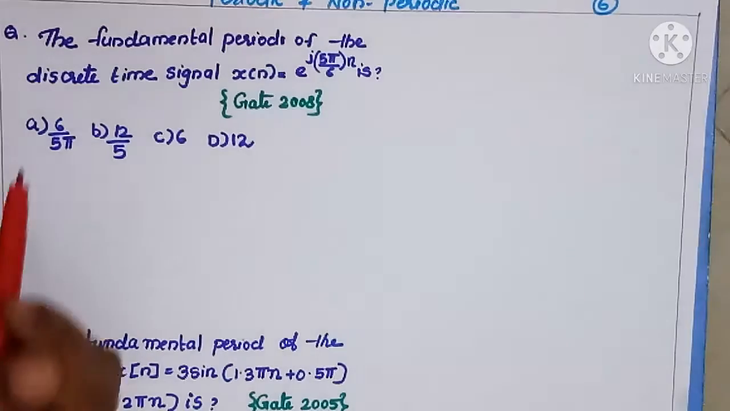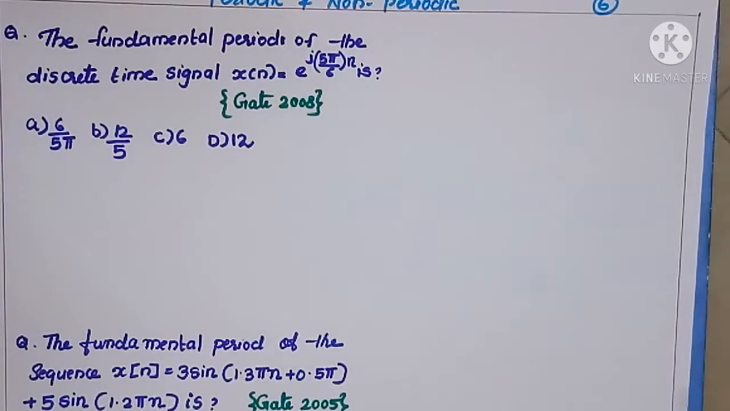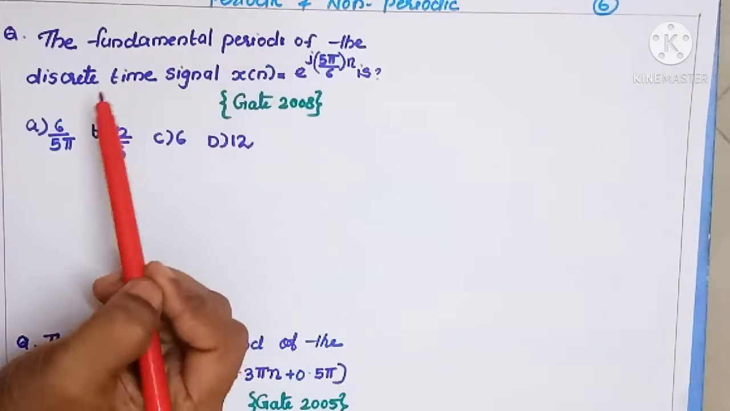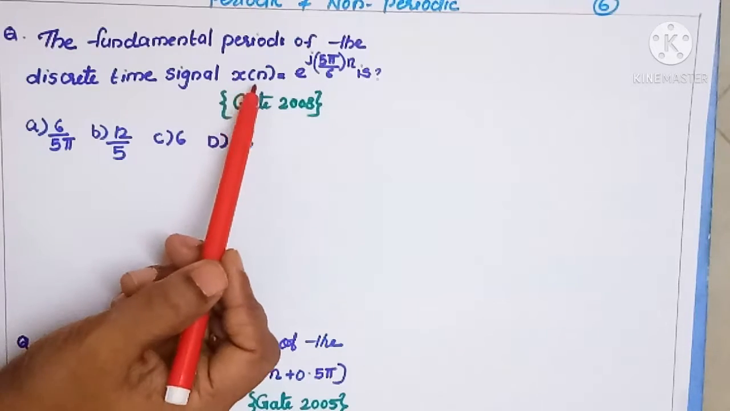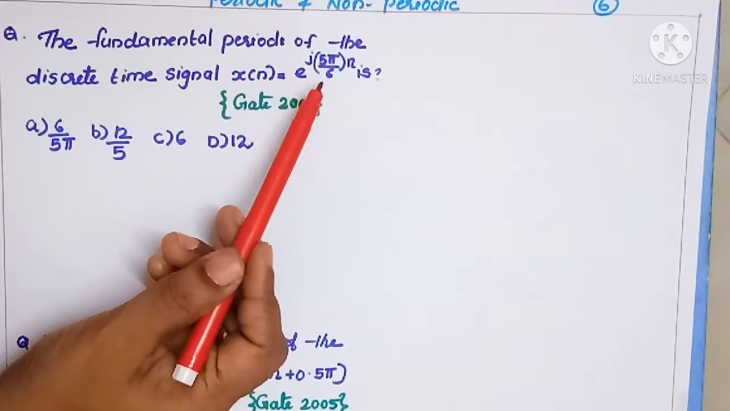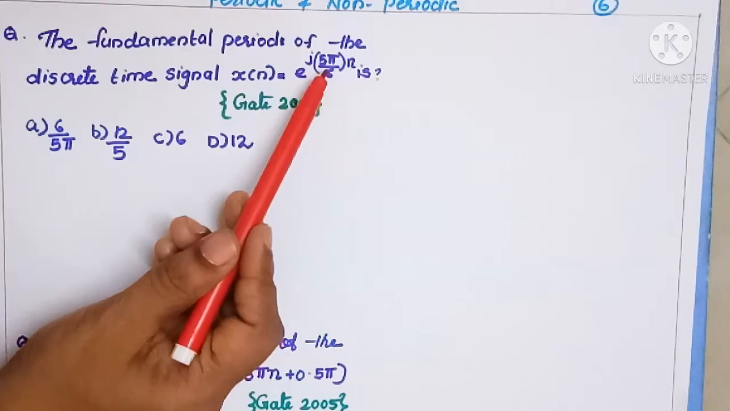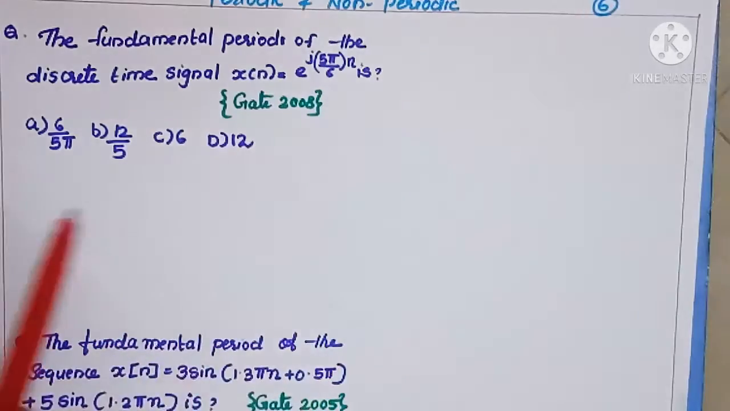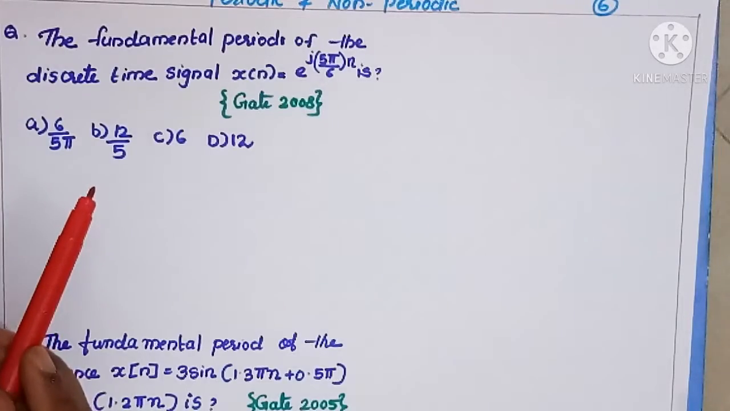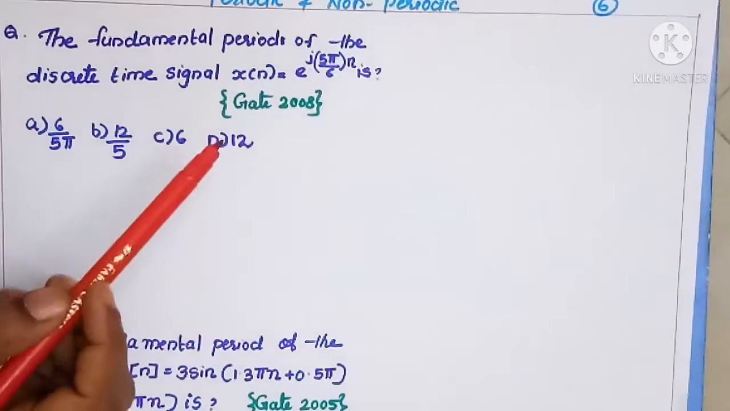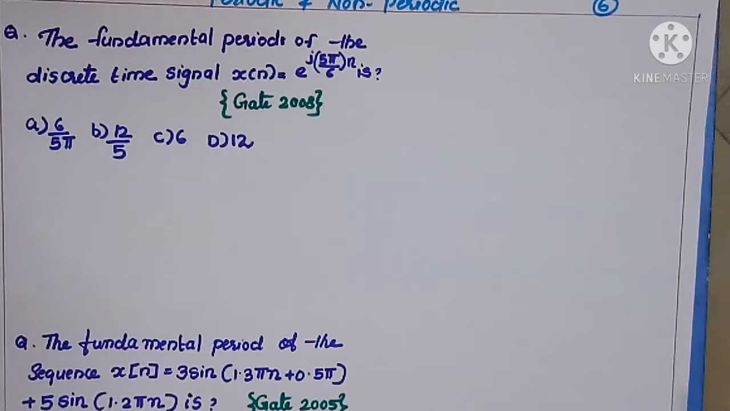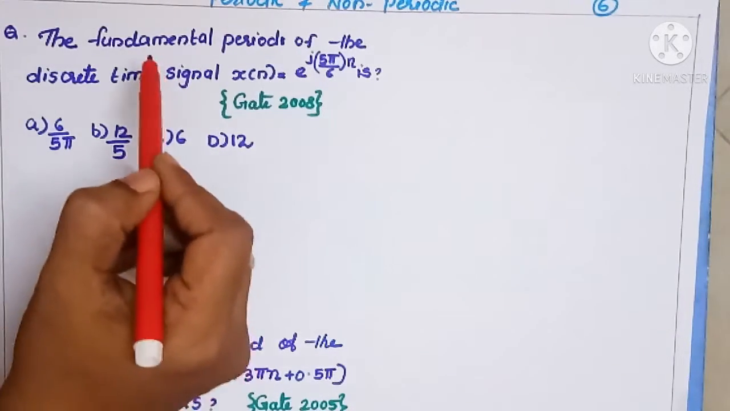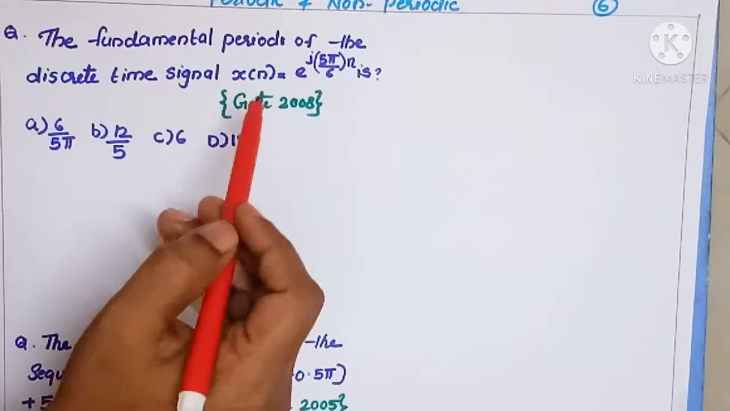Let's start our topic. The first question: the fundamental period of this discrete time signal x of n equal to e raised to j into 5 pi by 6 n is. This is a previous year GATE question from 2008. So what is the given question? We need to find the fundamental period of a discrete time signal.